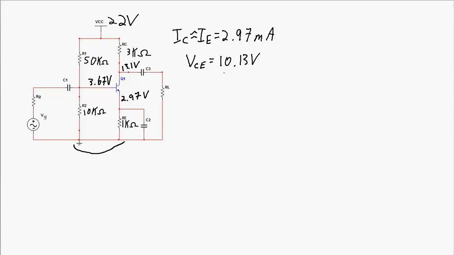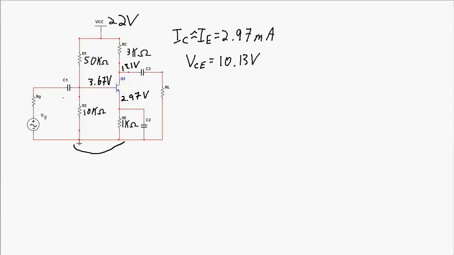If you go through this, you'll notice that the method that I used was the approximate method. That's assuming that the base current is effectively 0 amps, so that this R1 and R2 is truly a voltage divider, that 22 volts gets divided between the 50 kiloohm and the 10 kiloohm resistor. Now that we have the DC biasing point, we see that it is in the active region. This transistor is biased to the active region.